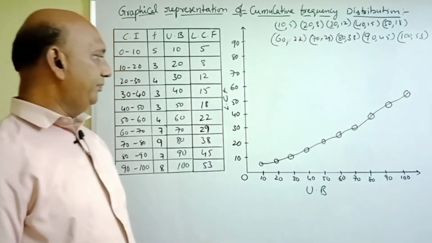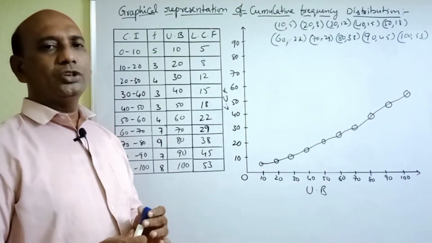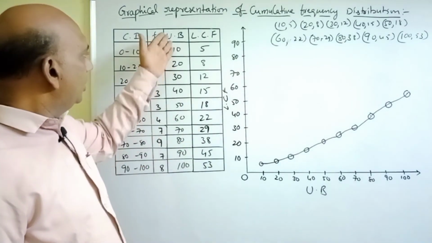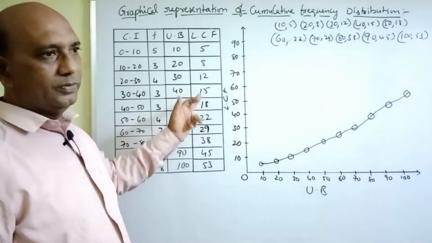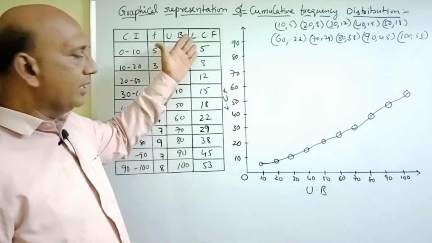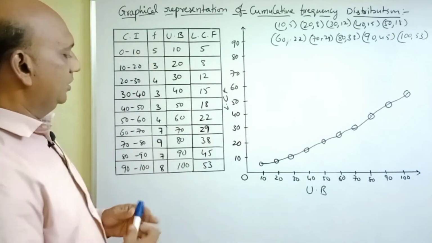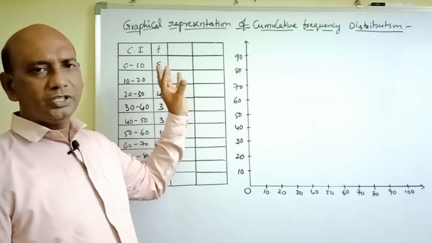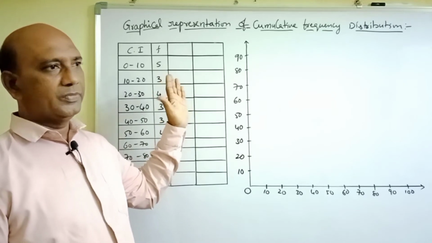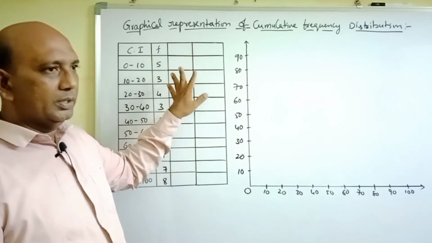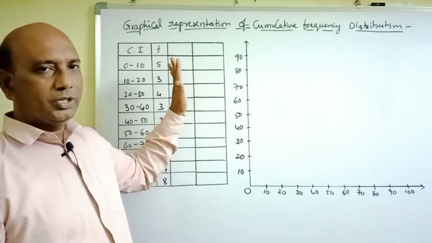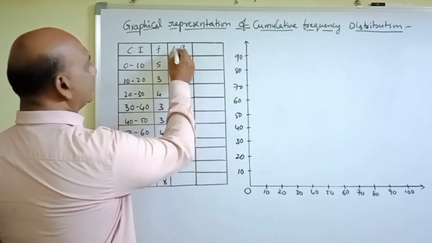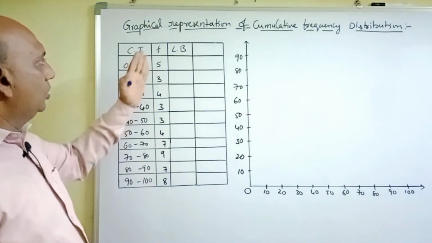Now let us draw the greater than cumulative frequency curve. For that, we need lower boundaries and greater than cumulative frequencies. Okay students, first let us prepare the frequency distribution table for the greater than ogive curve. We are going to prepare the greater than cumulative frequency distribution table. For that, first of all, we need lower boundaries.